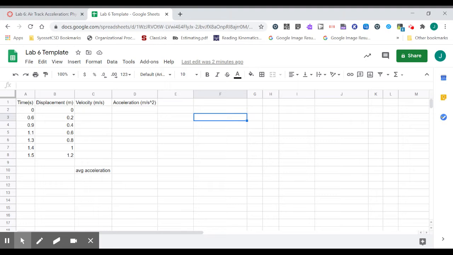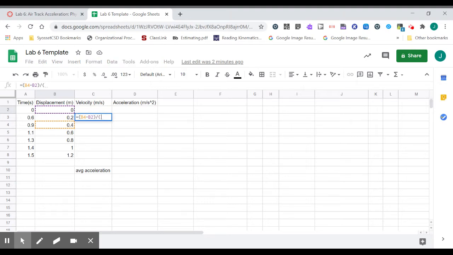So let's talk about what exactly we're going to do. We know that velocity is change in position over change in time, or displacement over time. So here's what I'm going to do. I'm going to set the velocity here, so I'm going to skip this first cell. My velocity is equal to, in parentheses, change in position. So I'm going to take the position after 0.6 seconds and the position before 0.6 seconds. Okay, that's my change in position.